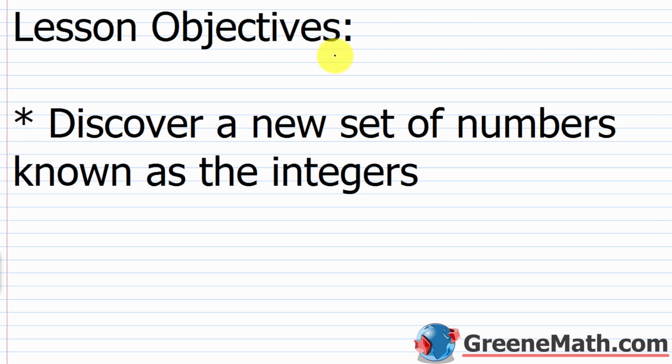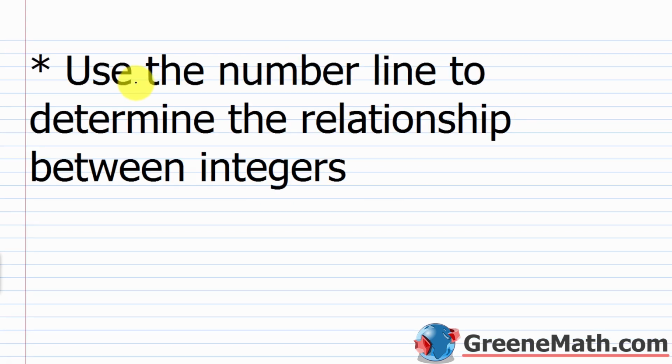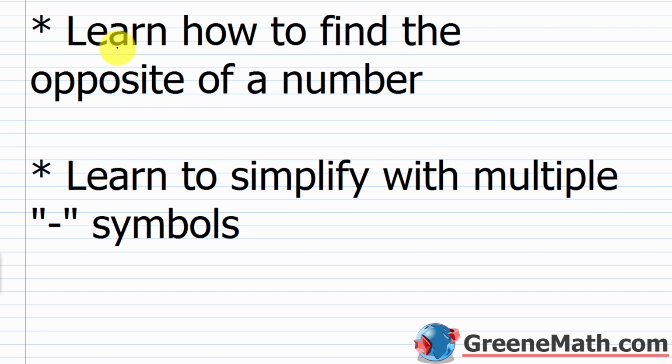Okay, so for our lesson objectives, we want to discover a new set of numbers known as the integers. We want to use the number line to determine the relationship between integers. We also want to learn how to find the opposite of a number. And then lastly, we want to learn to simplify with multiple symbols.